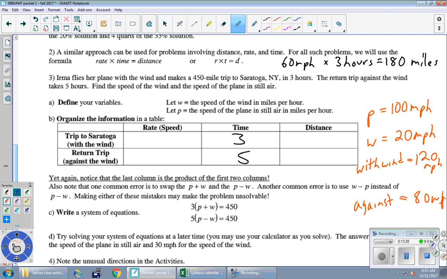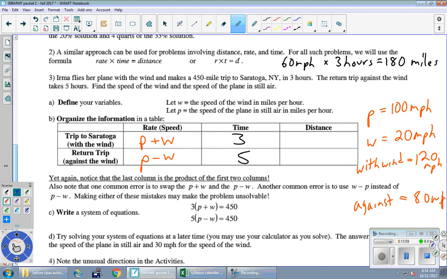And so if I'm writing expressions over here, with the wind, I'm just adding them up, right? P plus W. Plane plus the wind. And if we are fighting the wind, it is P minus W, 100 minus 20. Okay. And so for every one of these kinds of problems, it's going to be P plus W when you're going with the wind, P minus W when you go against the wind.